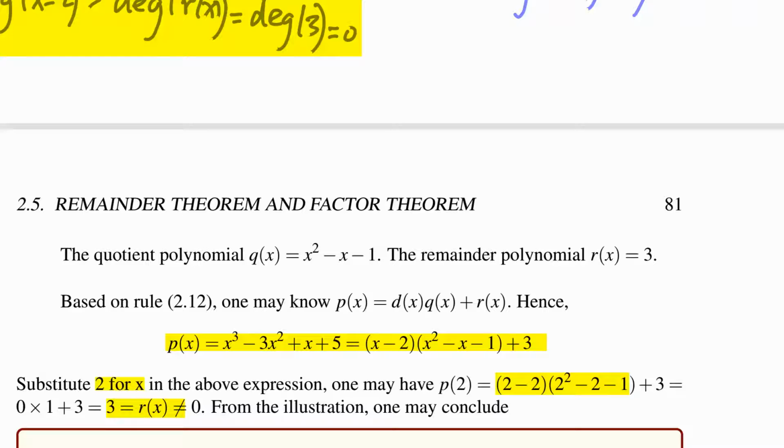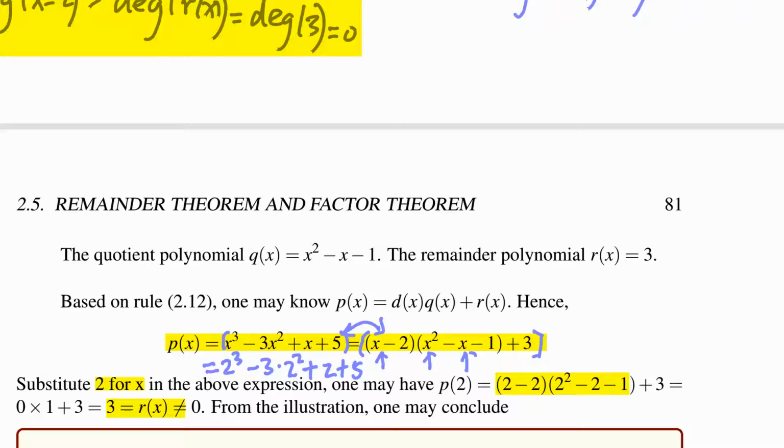So you plug in the 2, not here, you actually want to plug in here: 2 cubed minus 3 times 2 squared plus 2 plus 5. You should get 3, because those two are equal. This one and this one are equal.